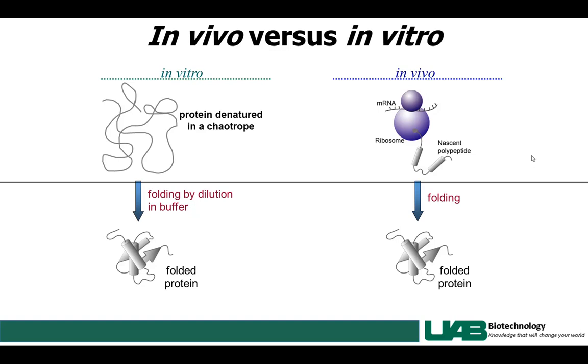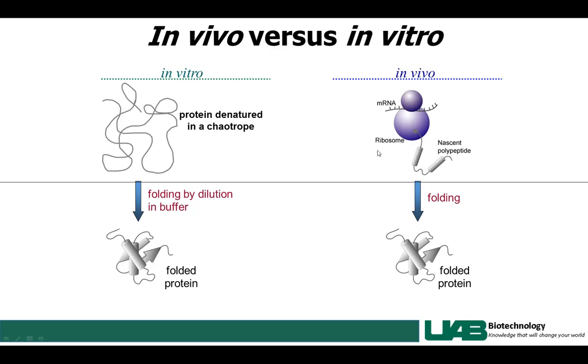And so you begin to look at in vivo versus in vitro. Now, it is good when you look at in vivo, so you have protein that is synthesized and then it is unfolded, but then it begins to fold into its three-dimensional shape, right?